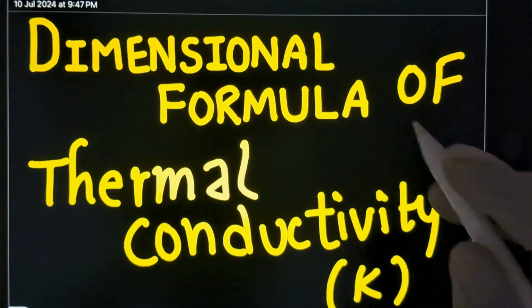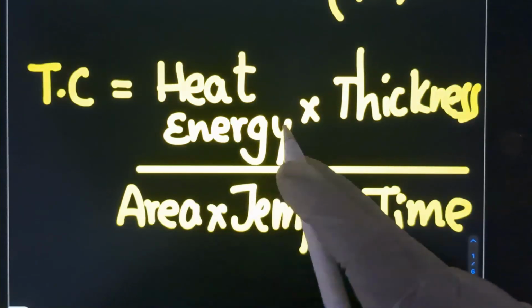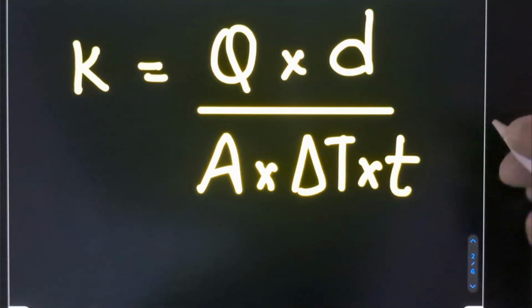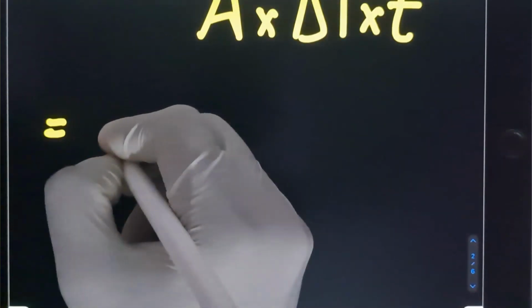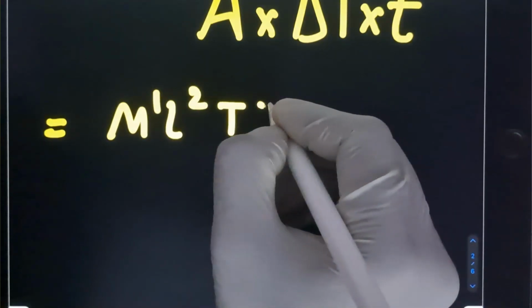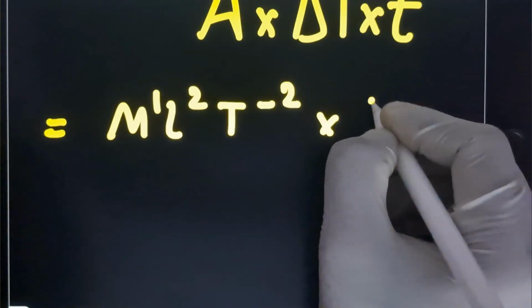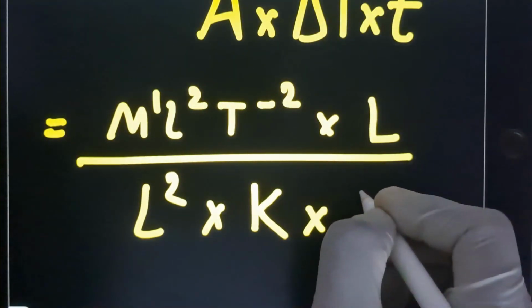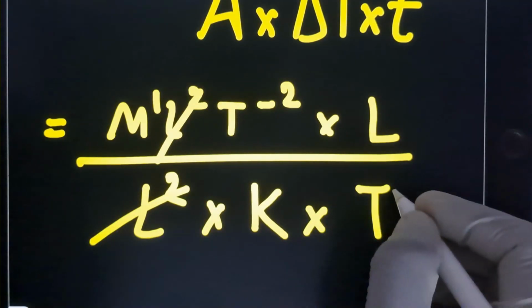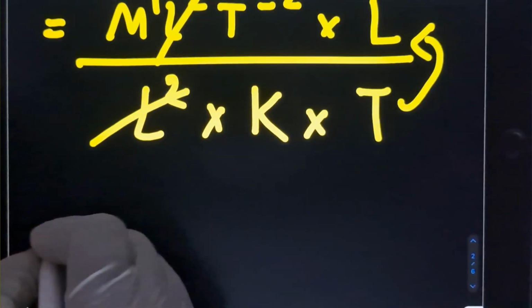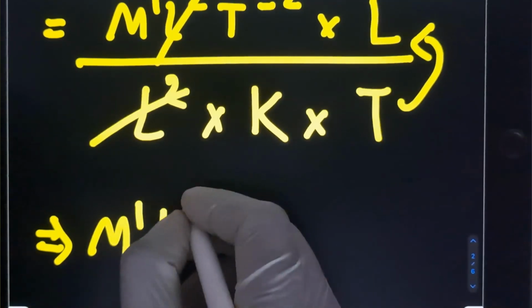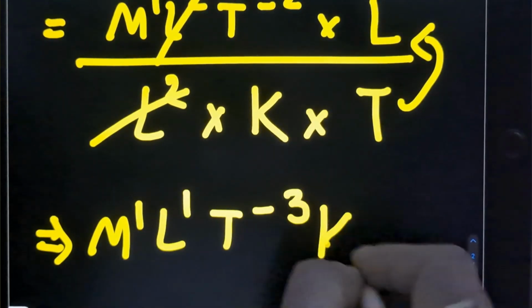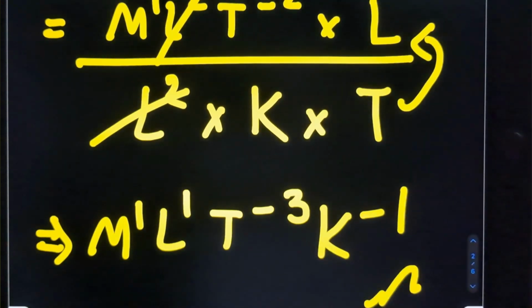To find the dimensional formula of thermal conductivity, denoted by the letter K. We know the formula: thermal conductivity is equal to heat energy into thickness by area into temperature into time. So heat energy Q into thickness d, area A, delta T is the temperature, and t is time. M^1 L^2 T^-2 is the heat energy, L^1 is the thickness, L^2 is the area, K^1 is the temperature, T^1 is time. On cancellation of length and reciprocations, we get M^1 L^1 T^-3 K^-1 as the thermal conductivity dimensional formula.